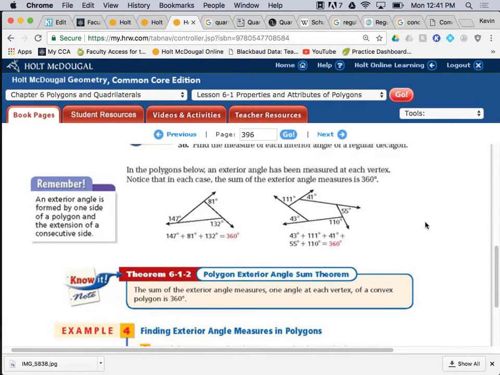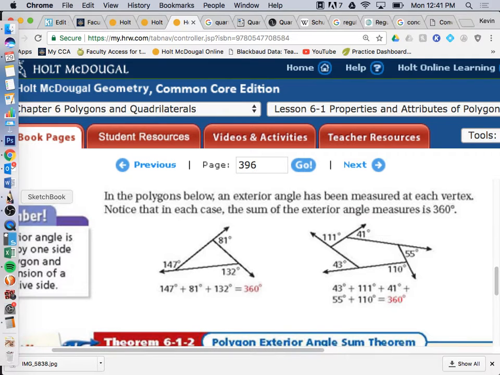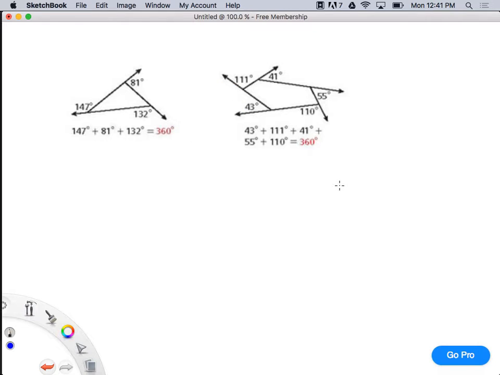Almost. The last thing is this. The exterior angles. Notice that these are exterior. You see how all these angles are exterior? This is an exterior angle. This is an exterior angle. This is an exterior angle. These are all exterior angles. Do you see that? Those are exterior. They're on the outside.